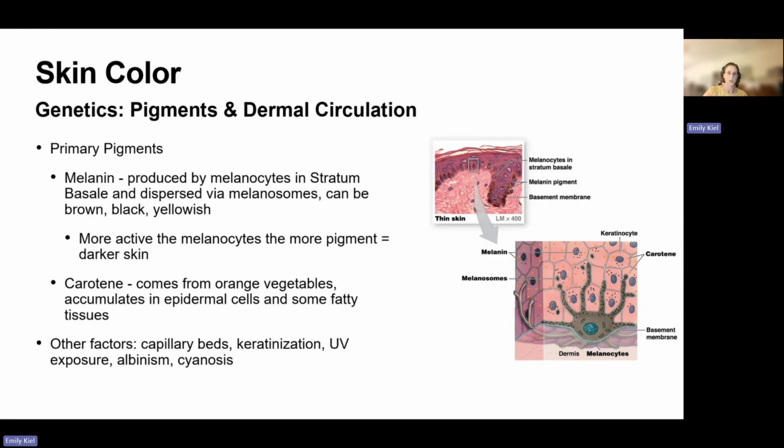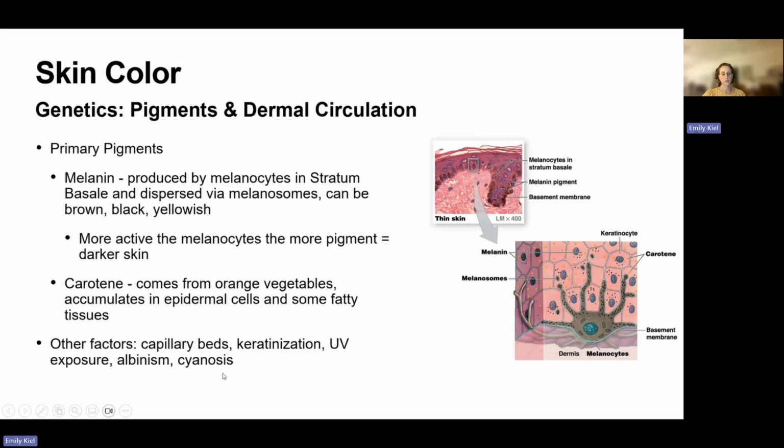I apologize. But you may see some pink tinge or some red tinge from that hemoglobin in your blood. If you have a lot of capillary beds, you're going to see a change in coloration. Skin that's more keratinized will likely have less coloration. So think about like a callus where it may be a little lighter than the surrounding skin. UV exposure is going to make your melanocytes more active. We talked about albinism, where you still have melanocytes, but they don't make any pigment.